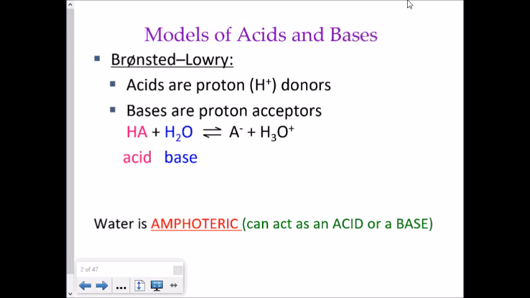Now looking at the Bronsted-Lowry definition, which is what we're going to be concentrating more on here, is the idea that acids are proton donors and bases are proton acceptors. And when I refer to the word proton, I'm talking about an H+, because essentially if hydrogen loses its one electron, it is essentially just a proton. So we'll be referring to H+ as being the proton.